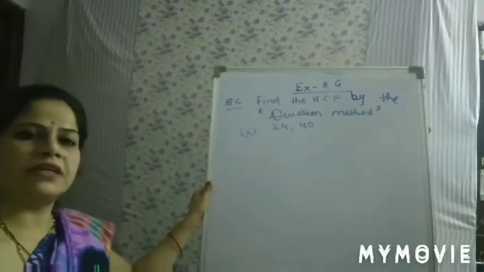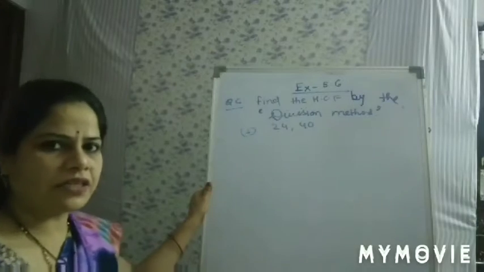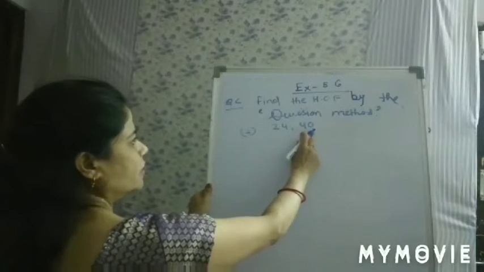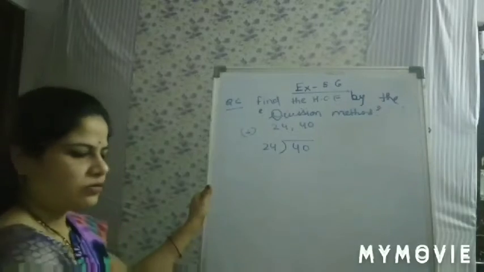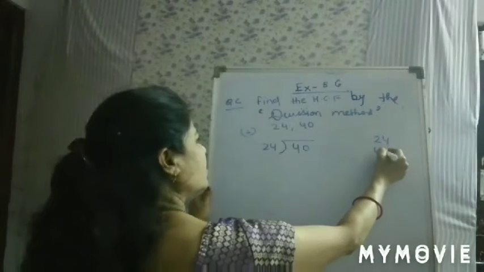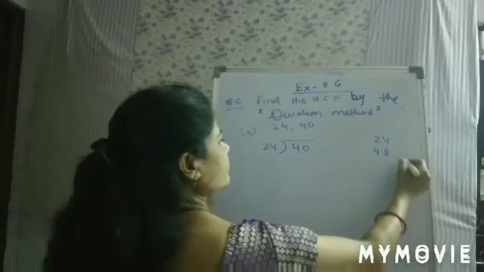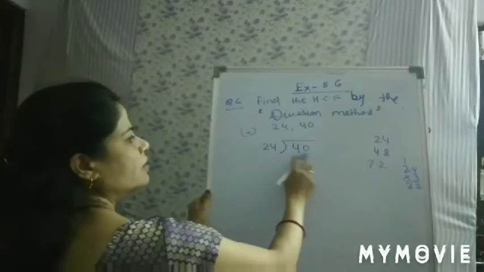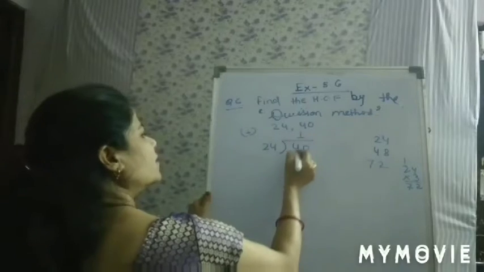Now question C, find the HCF by the division method. In the division method you have to divide the greater number by the smaller number. In 24 and 40 the greater number is 40. So we will divide 40 by 24. 24 ones are 24, 24 twos are 48, and 24 threes are 72. 72 is greater than 40, and 48 is also greater than 40. So you will take 24, meaning one time you have to divide.